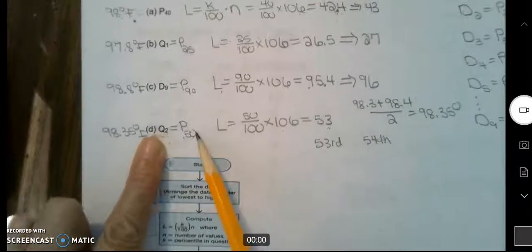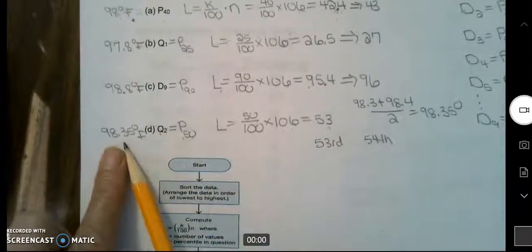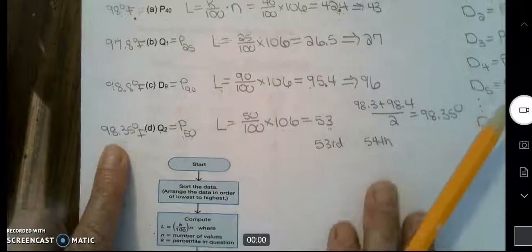The 50th percentile, second quartile, is the same thing as your median. Okay, so that's it for this example.